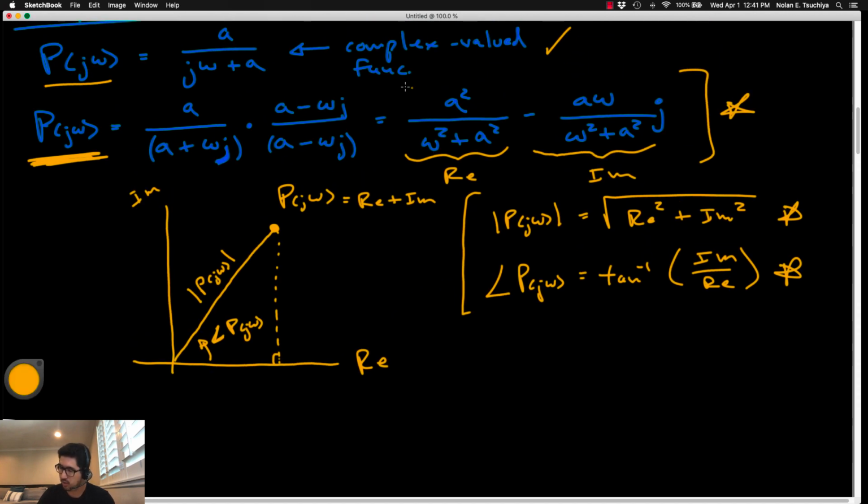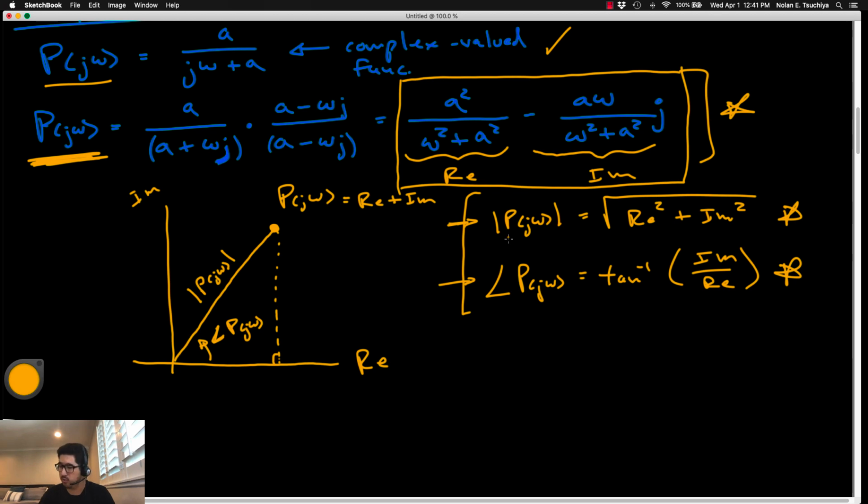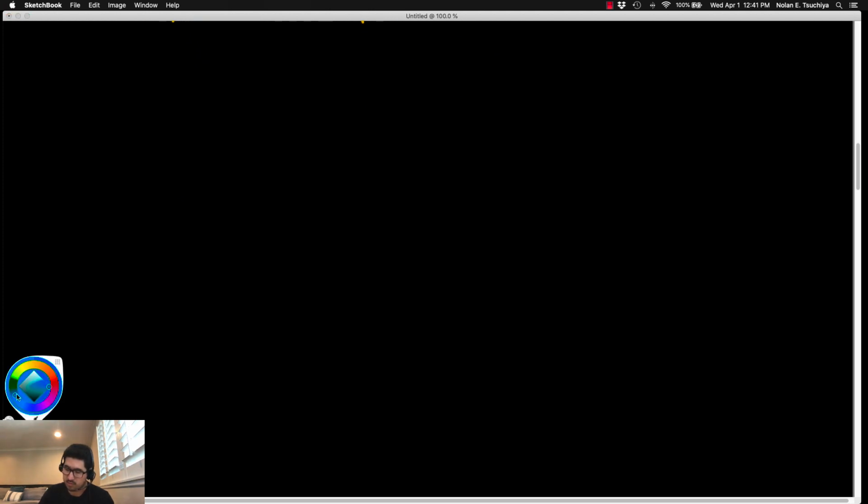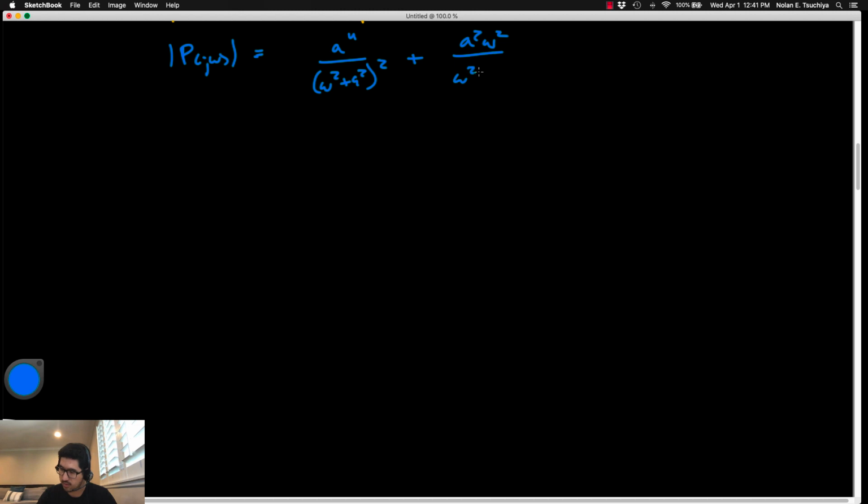So we have our frequency response function written as real plus imaginary. And now we're just going to apply our equations from our complex number theory to derive the magnitude and phase functions. To do that, we just have to do a little bit of brute forcing. Our magnitude of P of j omega is the square root of the real part squared plus the imaginary part squared. The square of our real part becomes a to the fourth over omega squared plus a squared, the whole thing squared. And the imaginary part squared becomes a squared omega squared over omega squared plus a squared, squared. The square root of this whole thing is, by definition, the magnitude of P of j omega.